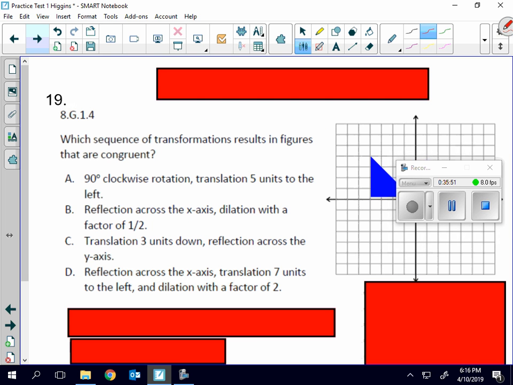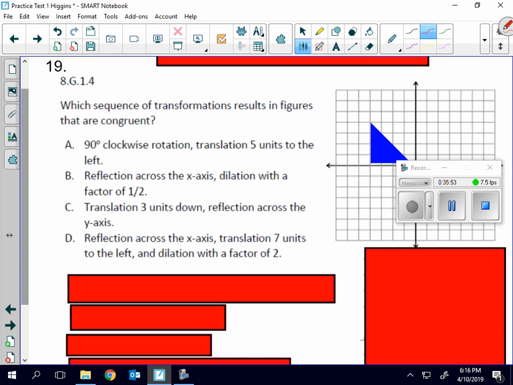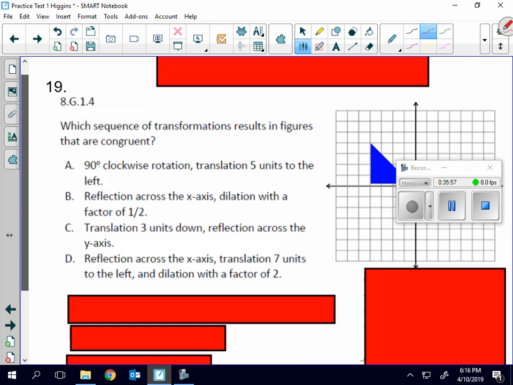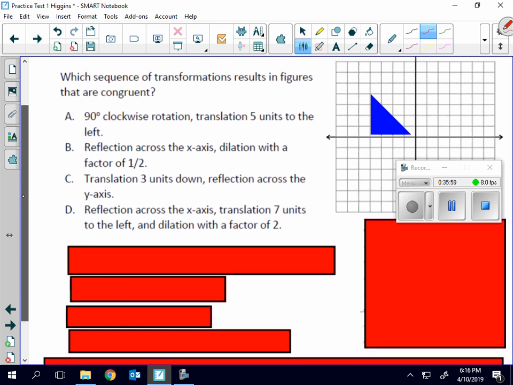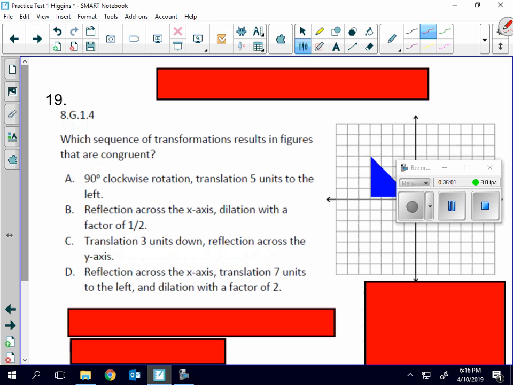19. What is the sequence of transformations? Which sequence of transformations results in figures that are congruent? All right, this we need to have a lot of information, so get ready to write. You can pause the video when you need to.